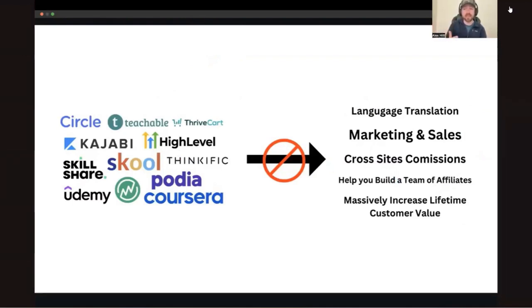You don't get cross-site commissions, meaning when they buy my course and then go buy other people's courses, I don't get paid on that. They don't help you build a team of affiliates. They may have an affiliate structure, but they don't help you find affiliates, train affiliates, give your affiliates marketing materials, help your affiliates build a team globally, or pay your affiliates out in 7 different ways. And they don't help you increase your lifetime customer value.